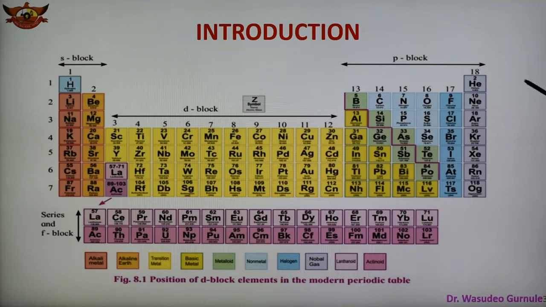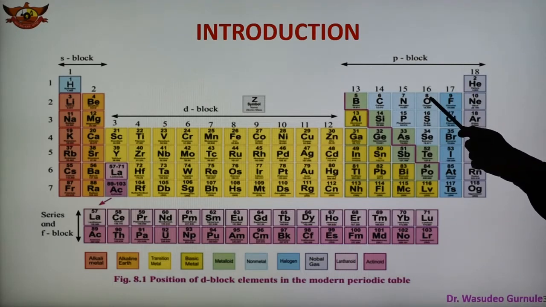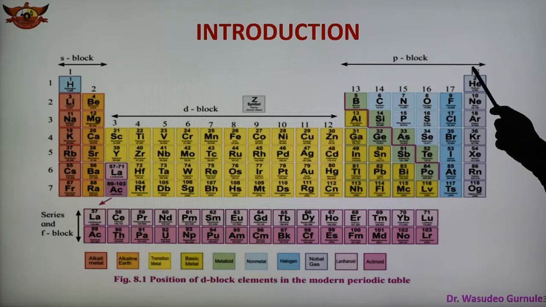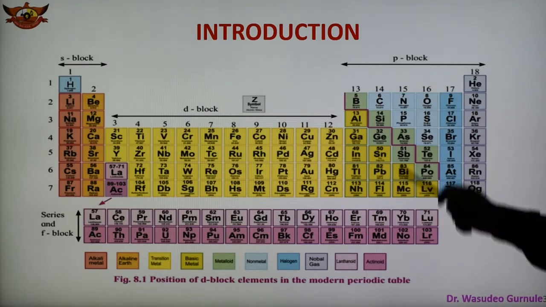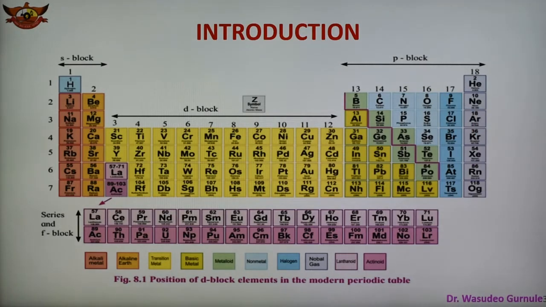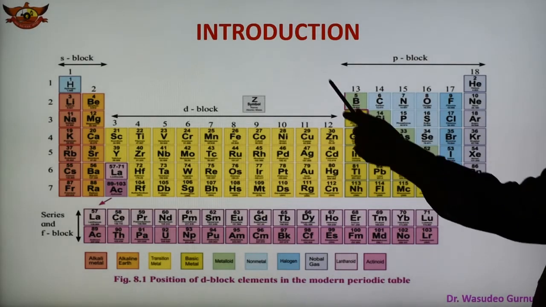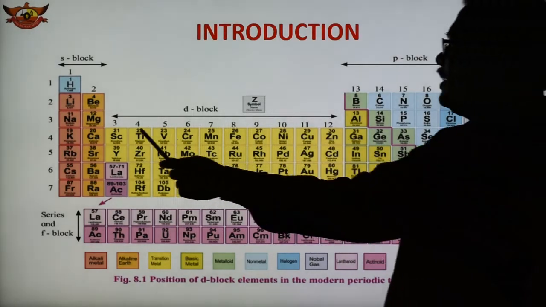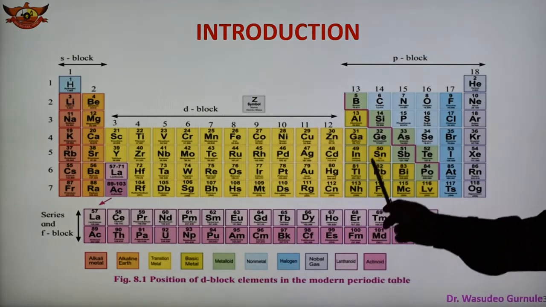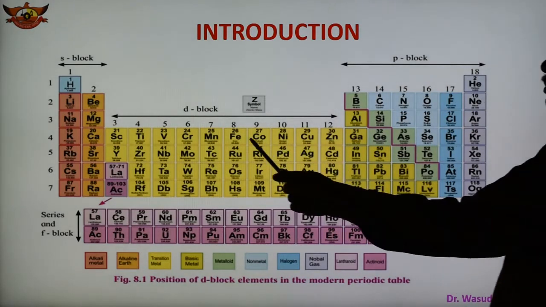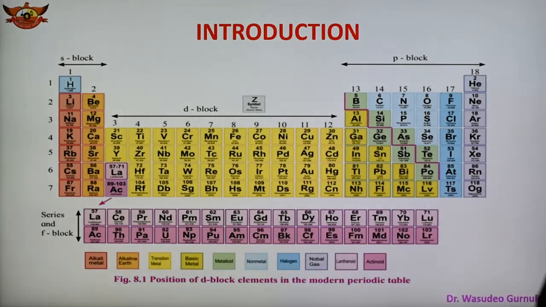These are the elements of the three groups 16, 17 and 18, and all these groups belong to the p block elements. So what is a p block element? We can say that the elements in which the last electron enters into the p orbital are known as p block elements. As we know, this is the modern periodic table: the left side has s block elements, the right side has p block elements, in the middle d block elements, and at the bottom f block elements.